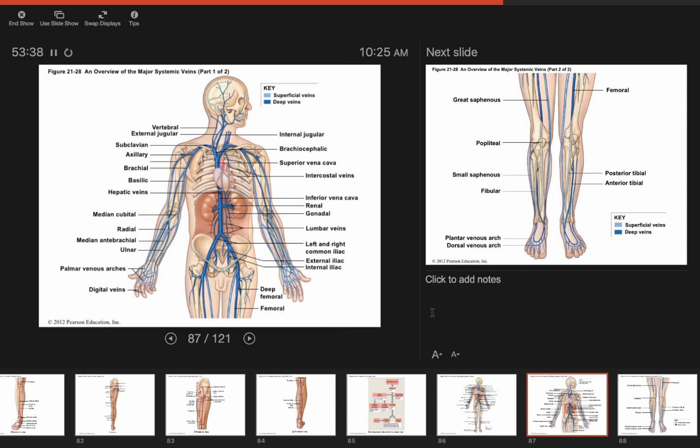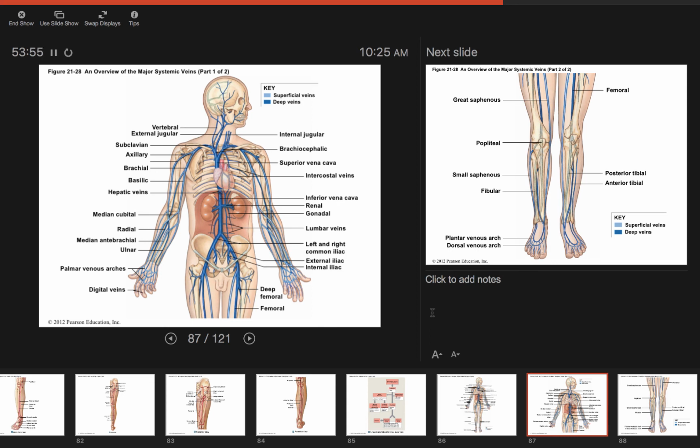So first we'll talk about all the blood vessels that we need to know from our lab list that drain blood into the superior vena cava, right? For the superior vena cava, there are two major blood vessels called the brachiocephalic veins.